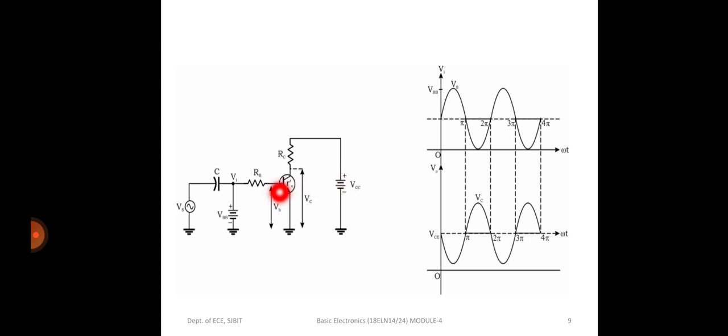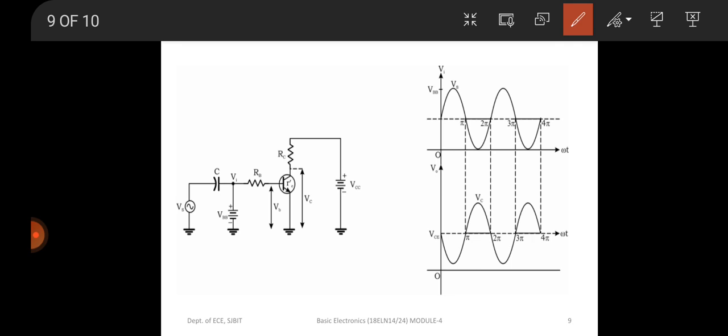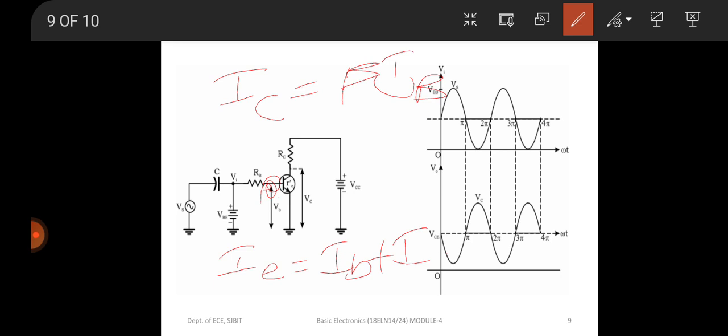Now we already know a transistor is a current controlled device, that is, the collector current is equal to the base current multiplied by the current gain beta. IC equals beta times IB. The base current is very small when compared to the collector and emitter current. So as a result, my emitter current is nothing but the combination of the base current plus the collector current.